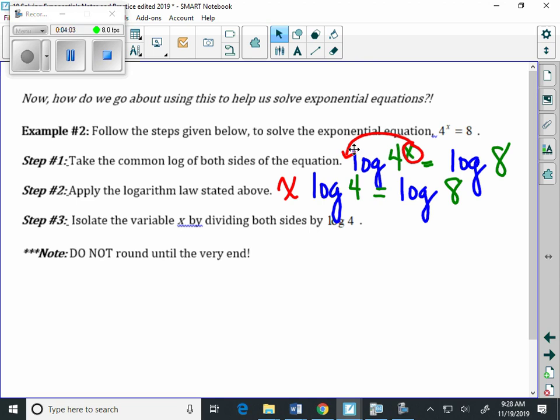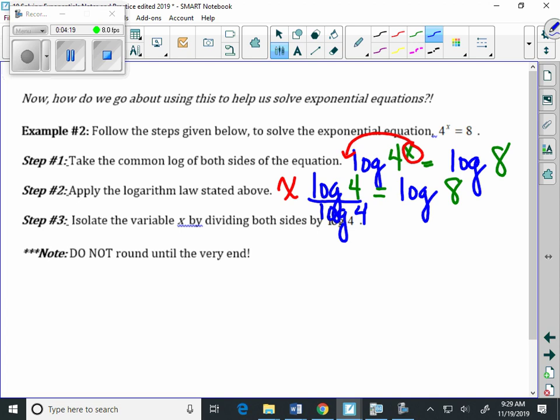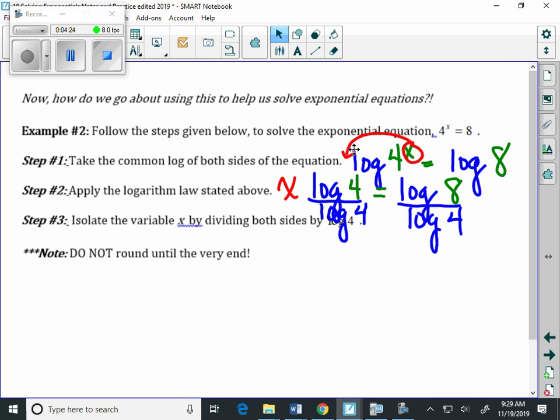Now we can get to step 3 because it's x times the log of 4. We want to get x by itself, so we're going to divide by the log of 4. If we divide the left side by the log of 4, then we're going to divide the right side by the log of 4. And now is the time that we're going to type this into the calculator. Notice down at the bottom it says do not round until the very end. And I did not put how much to round to.